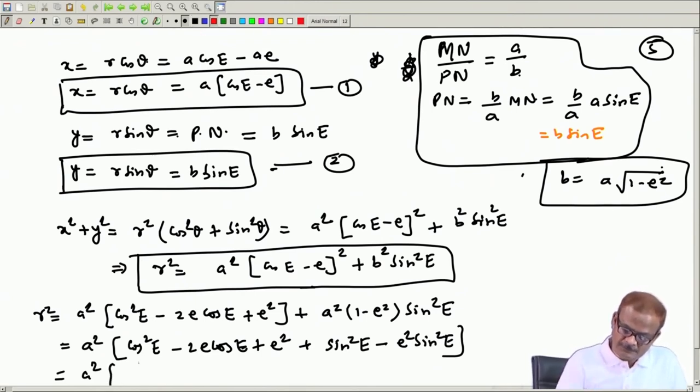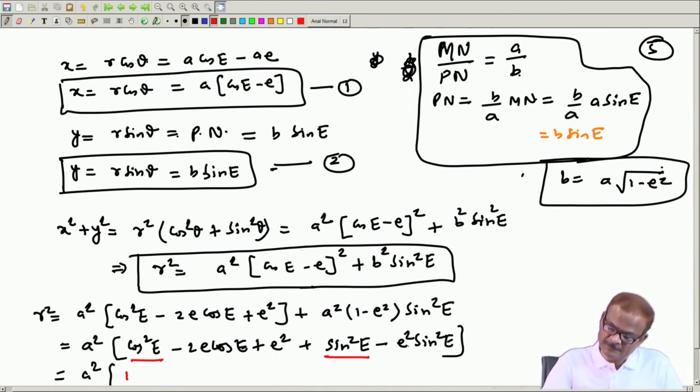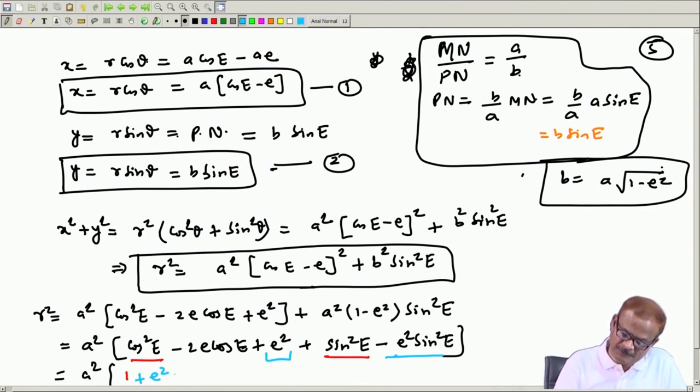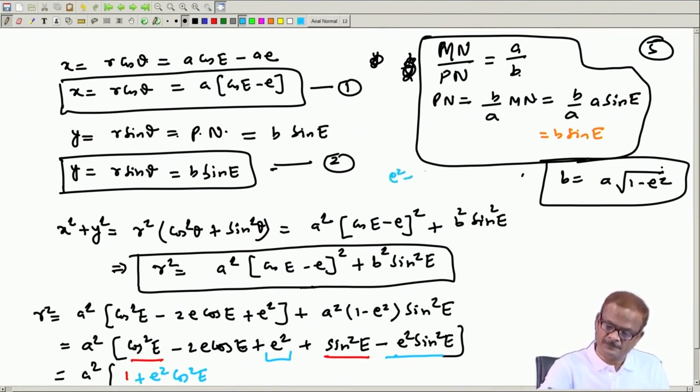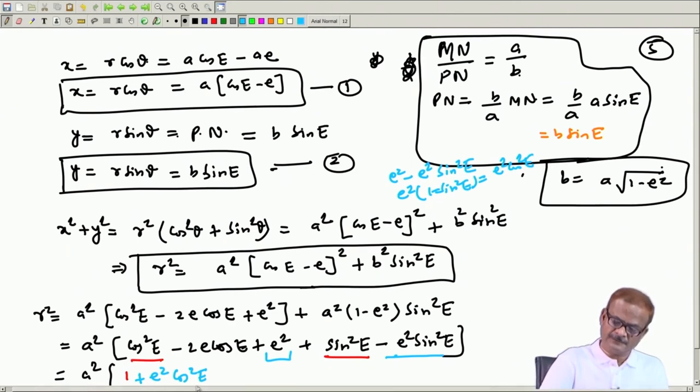Now, the terms cos square E and sin square E added together become 1. So, we write here 1, and then the rest of the terms. This term and this term combined together, E square can be taken outside, so we write plus E square times 1 minus sin square E. So, that becomes cos square E. One step I am skipping: E square minus E square sin square E equals E square times 1 minus sin square E, which equals E square cos square E. So, I have written this here.